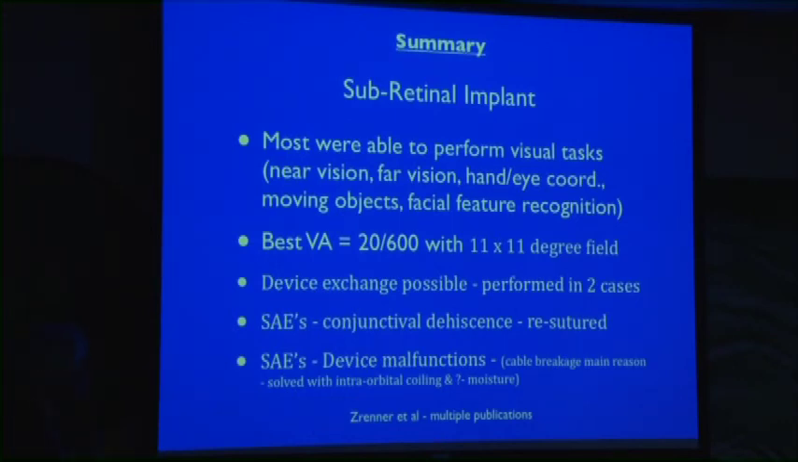So these patients, most were able to perform visual tests to see near, far, good hand-eye coordination, seeing moving objects, recognizing facial features and large letters, with the best visual acuity of about 20/60. In 2 patients, the device stopped working. They had to take it out and put a new one in, and they were able to do that without any major damage. The only major adverse events, other than the fact that it stopped working, was that there was some corneal dehiscence in a couple patients.